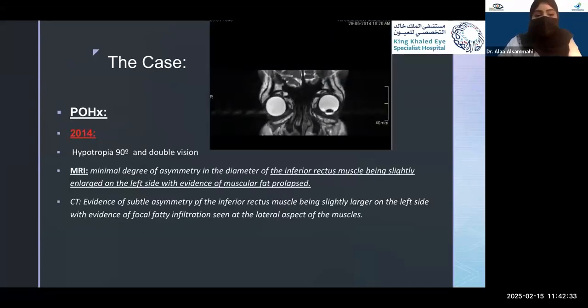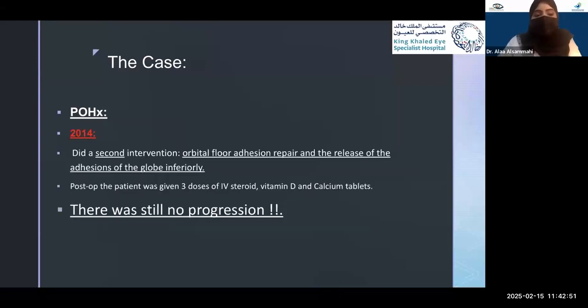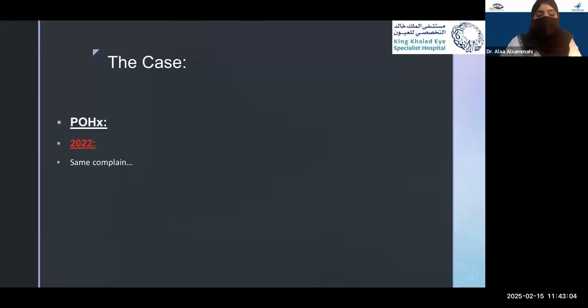He came back in 2014 with more hypotropia, around 90 prism diopters, with double vision, and he had an MRI and CT. Both showed the inferior rectus muscle being slightly enlarged on the left side with evidence of muscular fat prolapse. He had a second intervention, which was orbital floor adhesion repair and release of the adhesions of the globe inferiorly, but still there was no improvement. He came back in 2022 with the same complaint, hypotropia and vertical double vision.